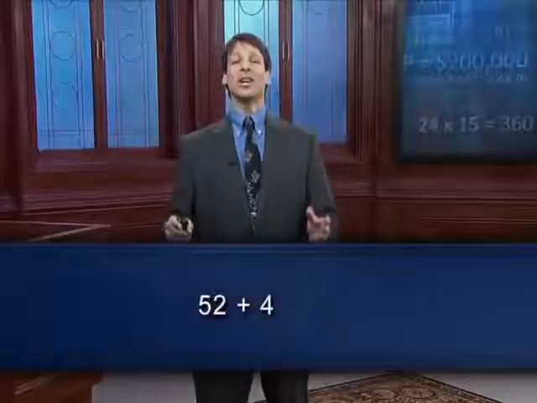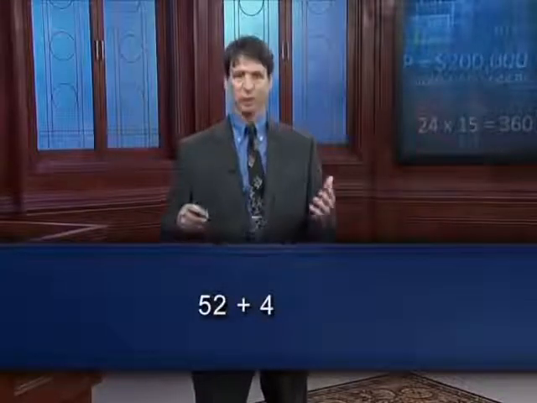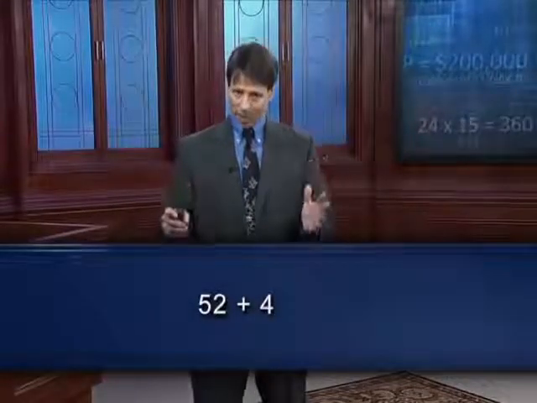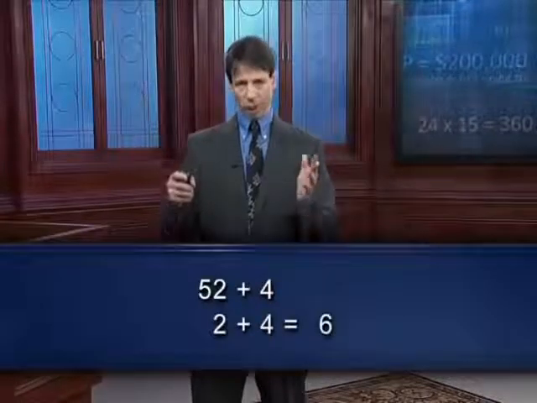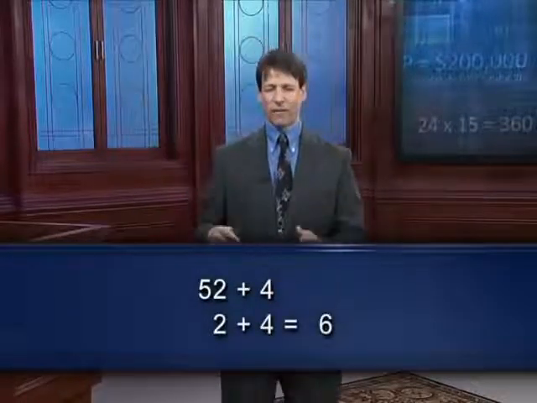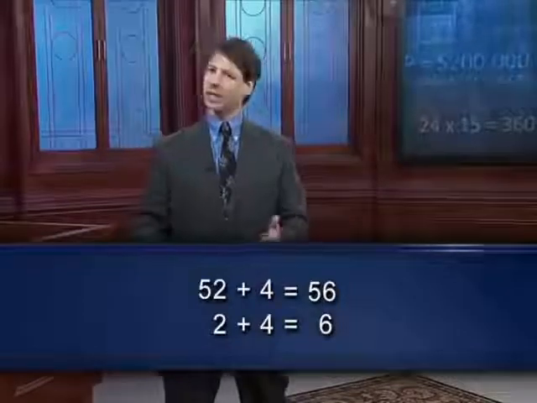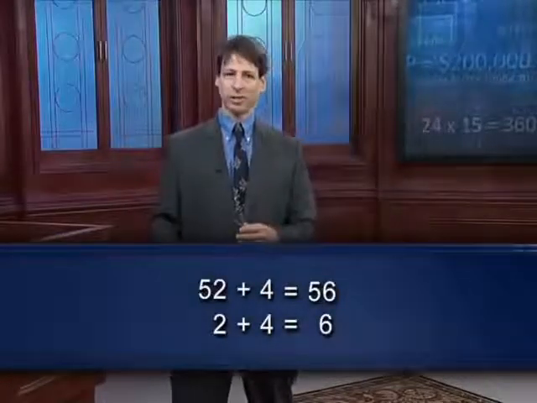When doing mental addition, we work one digit at a time, so let's begin with the addition of a one-digit number. What is 52 plus 4? Now in your head, you should think 2 plus 4 is 6, so 52 plus 4 is 56.